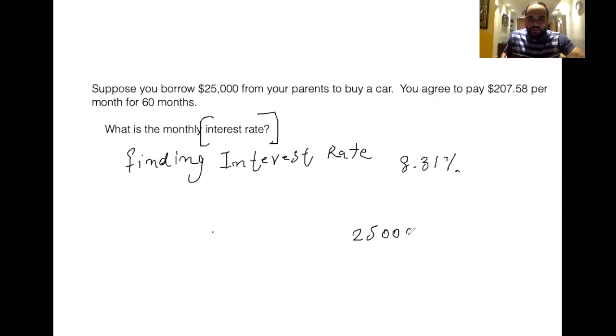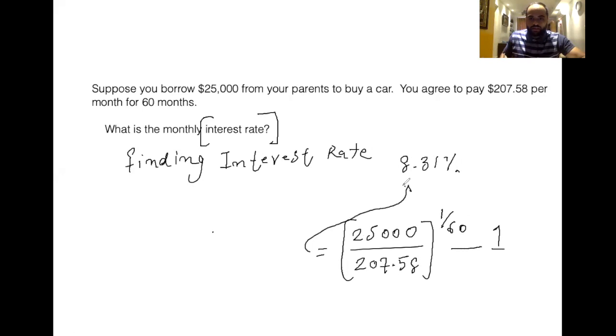How did we get this one? We apply the formula: 25,000 divided by the cash flow, which is 207.58, times 1 minus 1 divided by the rate to the power of n, which is 60. If you solve it, you're going to get this rate, which is 8.31%. So that's all about this topic. We nearly covered all the practice questions. Now topic 3 is finished.